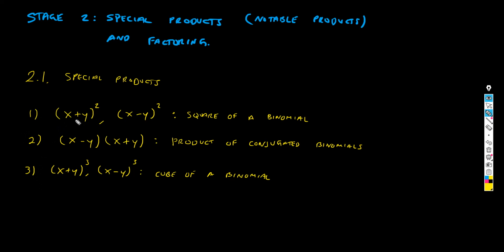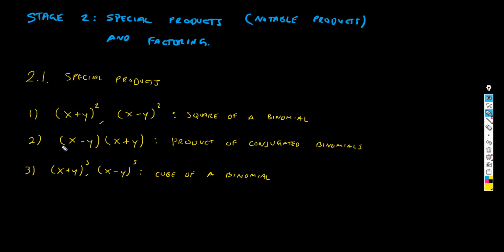These two, okay, which basically, if you notice, they only differ in the sign. In the middle, we have plus and minus. But in both cases, what we have is a binomial raised to the square. So this is known as the square of a binomial. And we're going to see both cases, when we have a plus in the middle and when we have a minus.